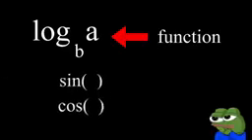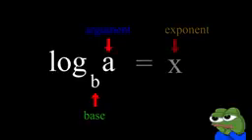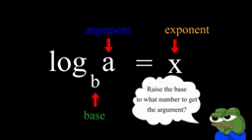It's like sine or cosine. You input a number and it outputs another number. Let's take a closer look. We have three parts: the base, argument, and exponent. So, when we use the logarithm, we're basically asking ourselves, I should raise the base to what number to get the argument? To make this clearer, look at this example.